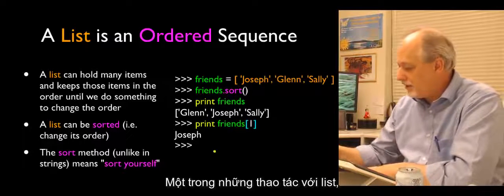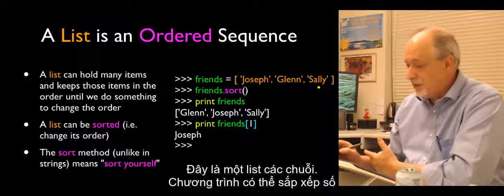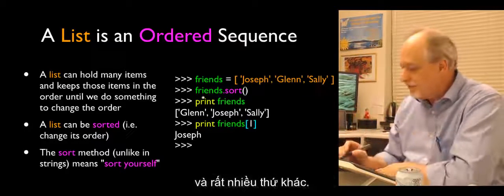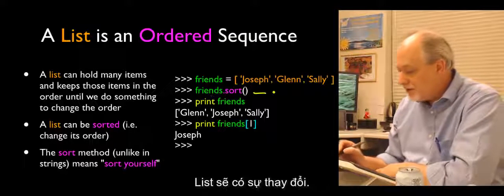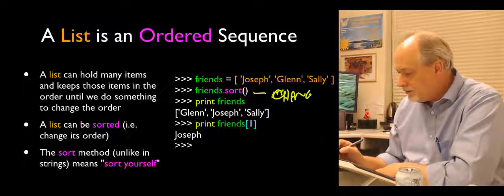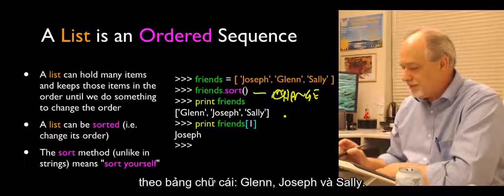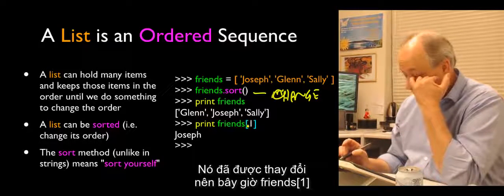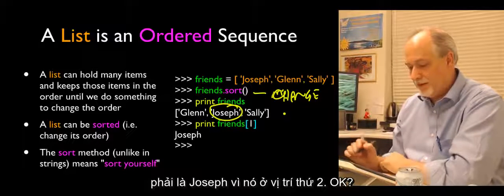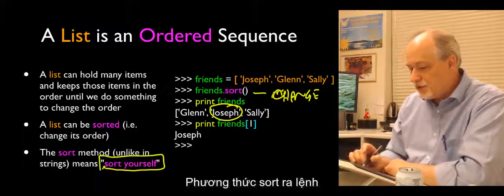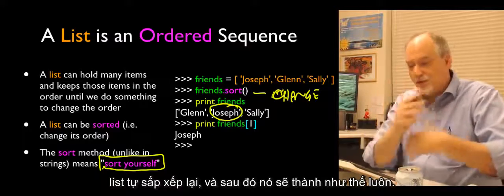One of the things that we can do with a list, now we're starting to see some power here, is say, sort yourself. This is a list of strings. It can sort numbers. It can sort lots of things. Friends.sort. That says, hey there, dear friends, sort yourself. This makes a change. It alters the list and puts it, in this case, in alphabetical order: Glenn, Joseph, and Sally. It is mutated. It's been modified. And so friends sub 1 is now Joseph, because that's the second one. So the sort method says sort yourself. And it sorts, and then it stays sorted.